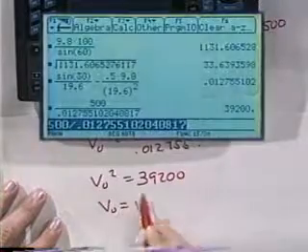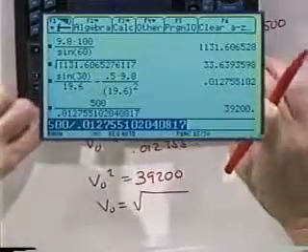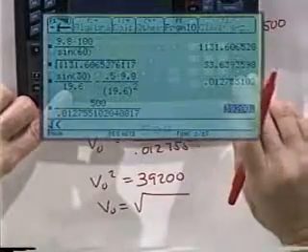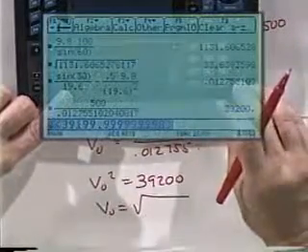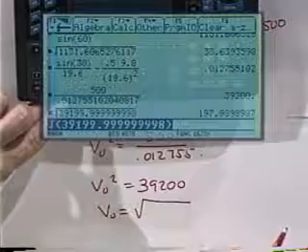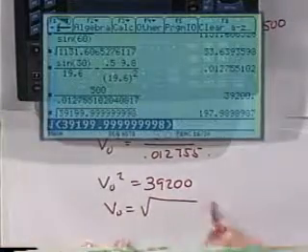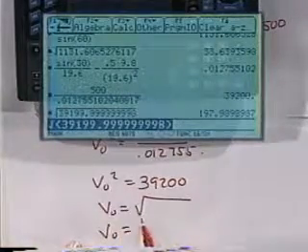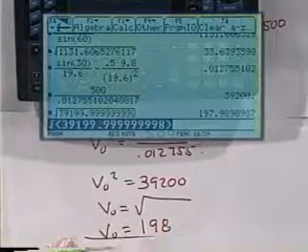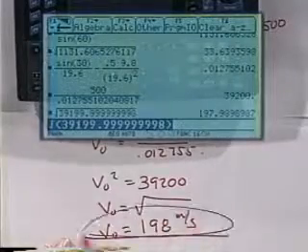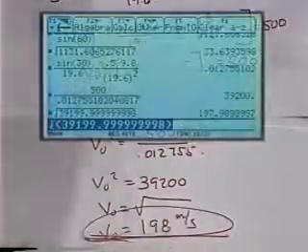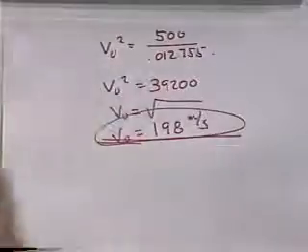So v naught is the square root of that, and if I want to take the square root, pull that number back down, close parentheses, I get 197.98, which I think I will write as 198 meters per second. So that one probably was the hardest one that we did. And let's see, very good. I got the same answer that I had before, so that's good.